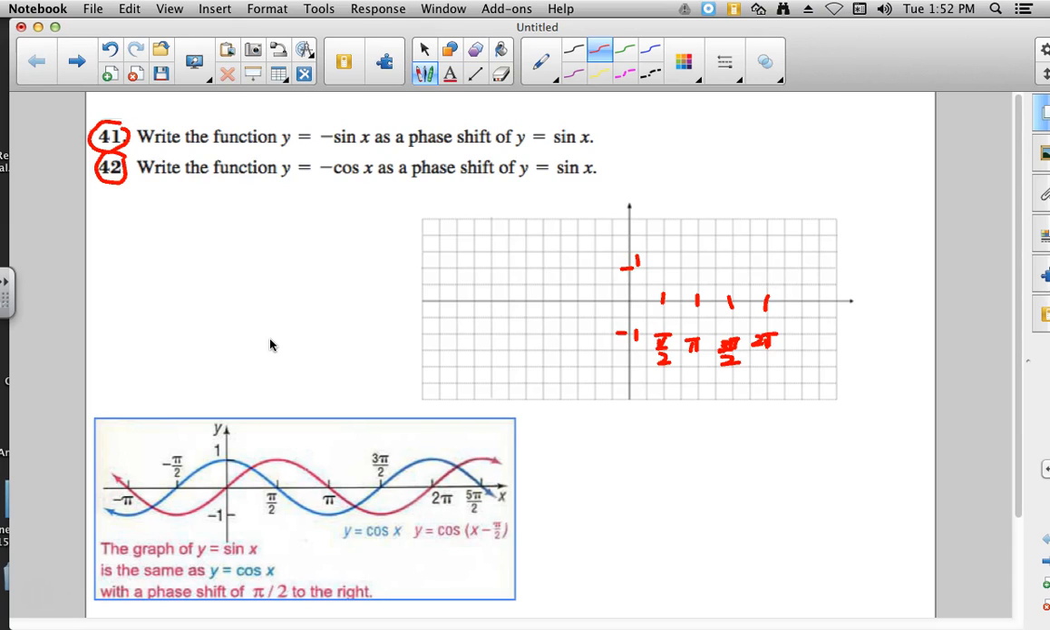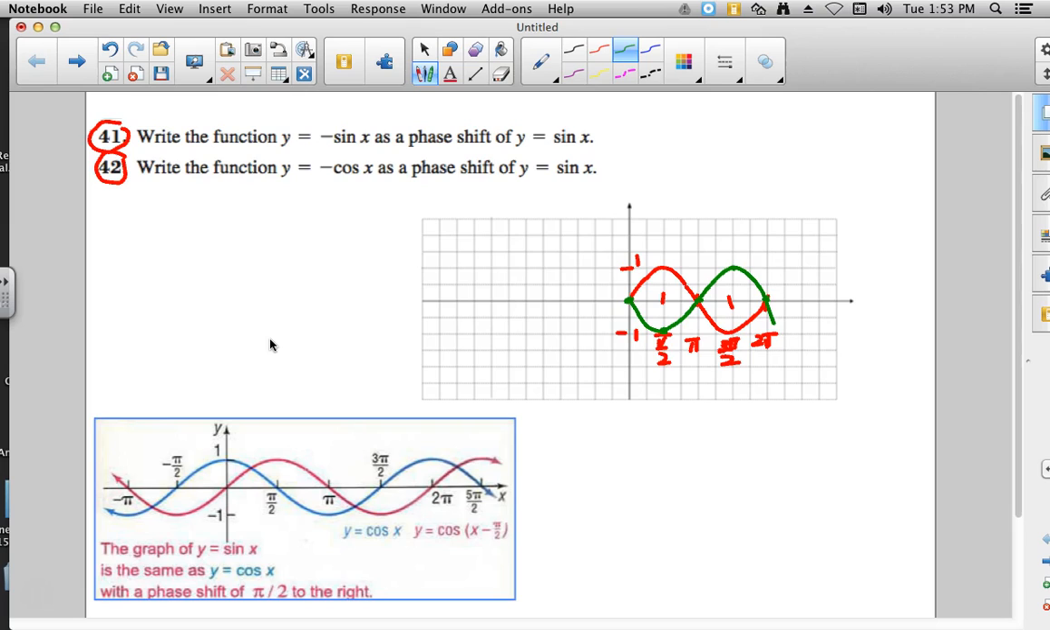And think about the fact that sine would normally start at 0 and then go high, axis, low, axis. And if we put a negative in front of that, remember what that does is nothing at the zeros, so these zeros stay exactly the same, but it reflects those highs and lows.